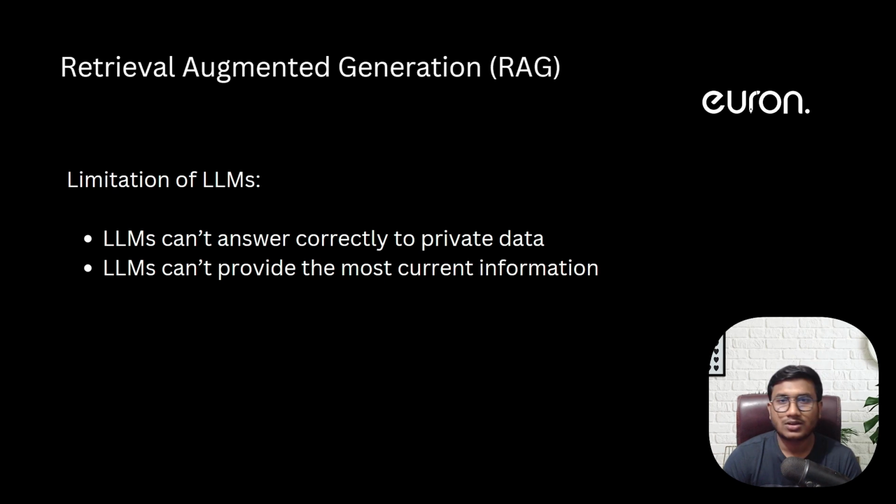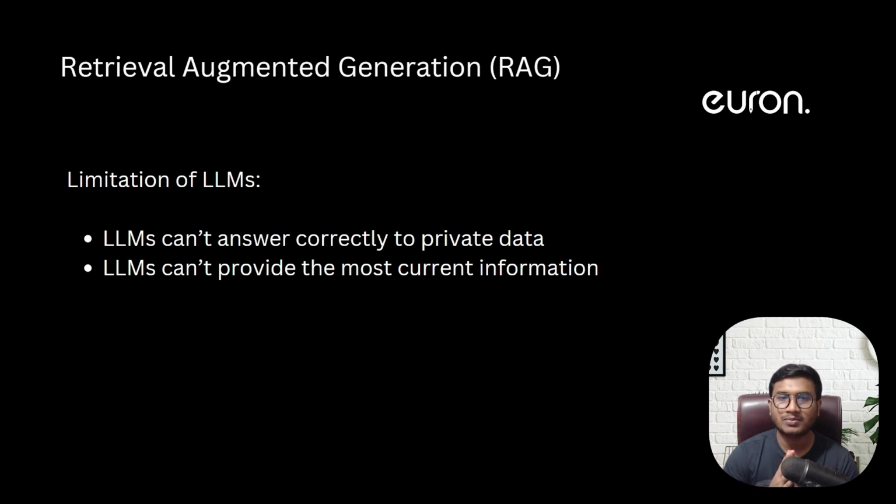I think you already know that inside generative AI we use something called large language models, that is LLMs. LLMs have some limitations. The first limitation is that an LLM can't answer correctly about private data. If we have any kind of private data, the large language model won't be able to give you an answer related to that.